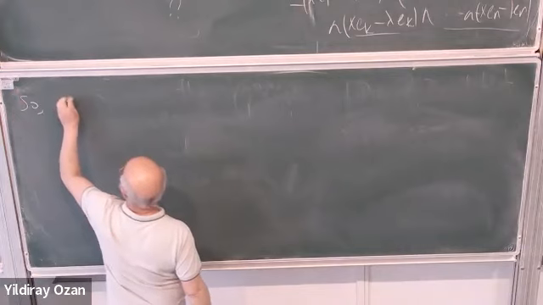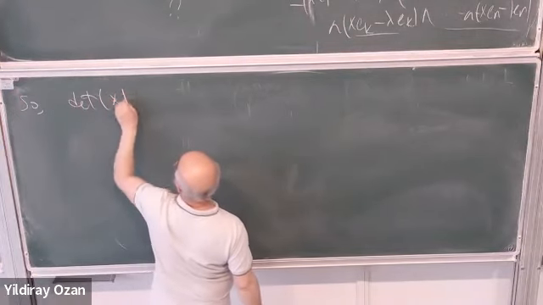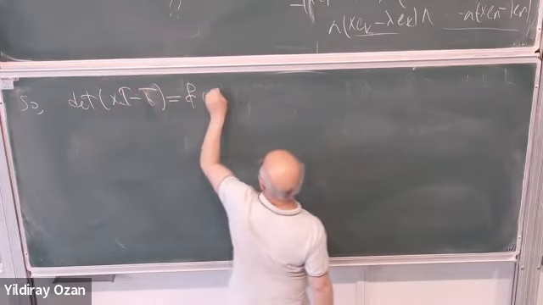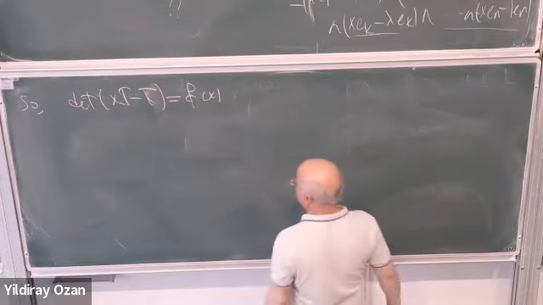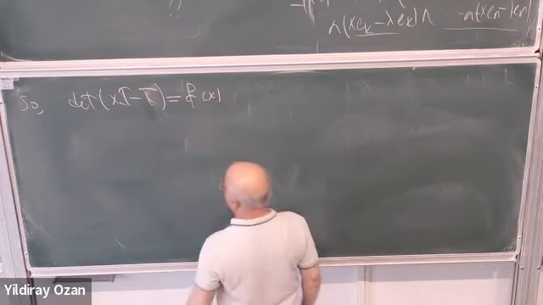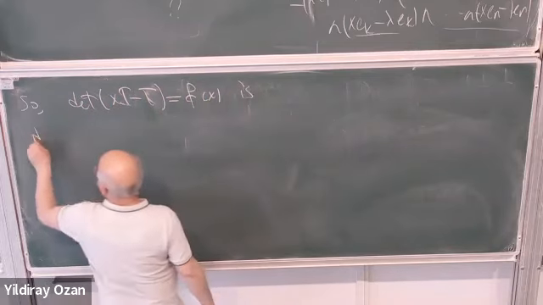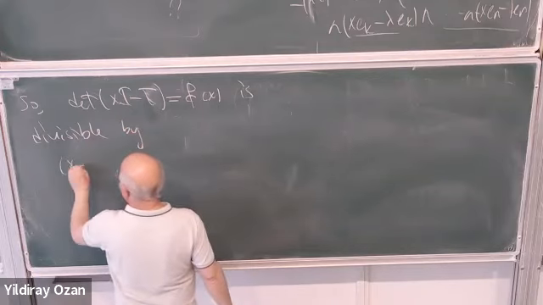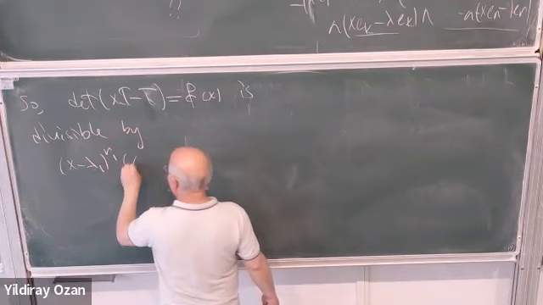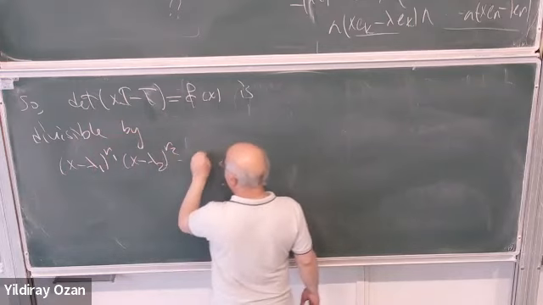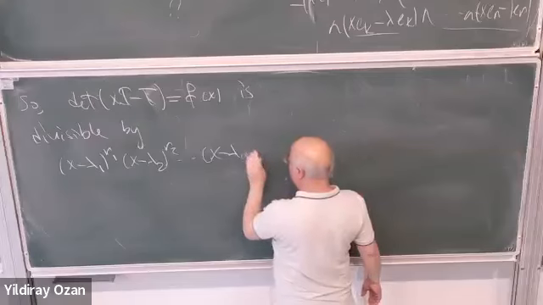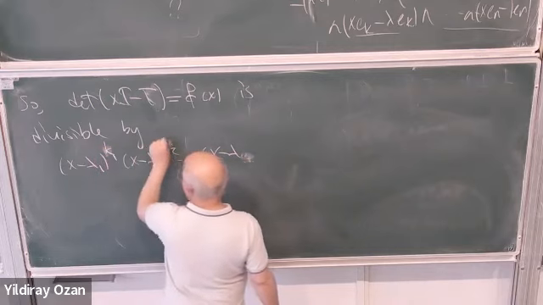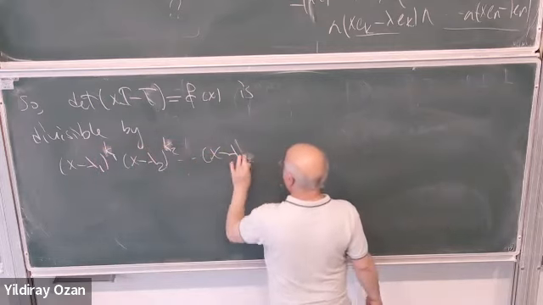So the determinant of x times identity minus T, or C, whatever, f of x, is divisible by this product: x minus lambda 1 to the power k1, x minus lambda 2 to the power k2, up to x minus lambda r to the power kr.